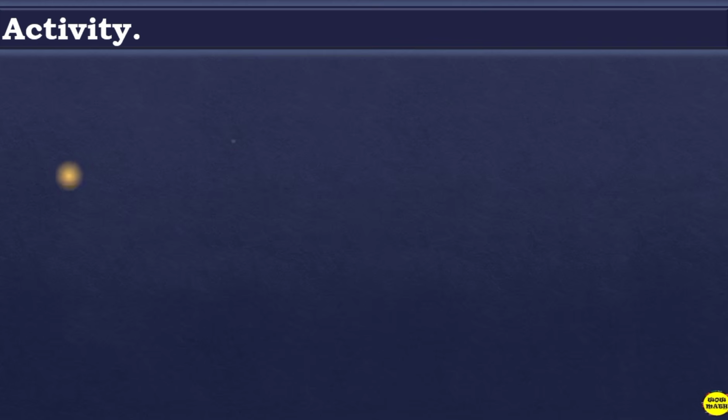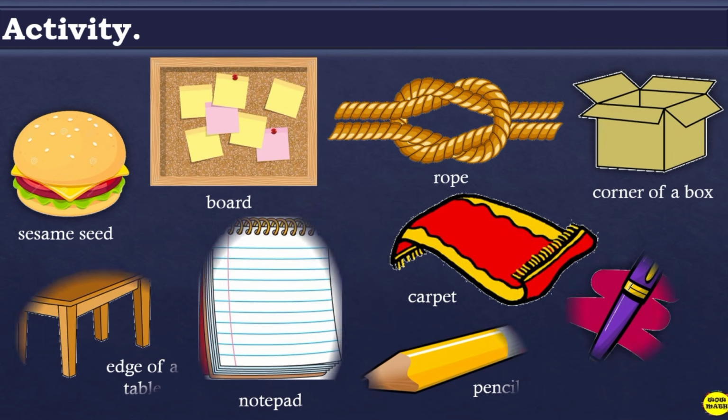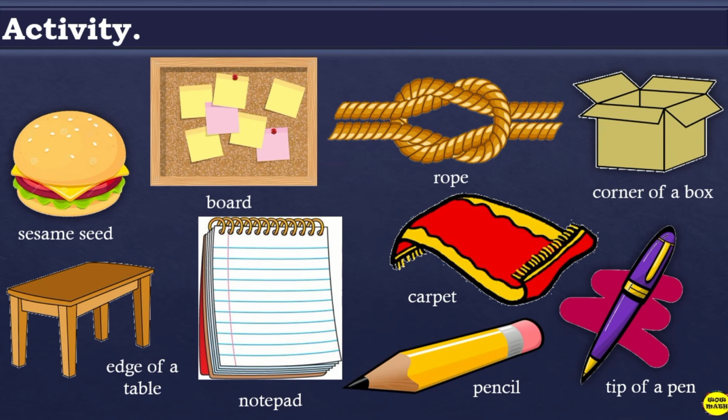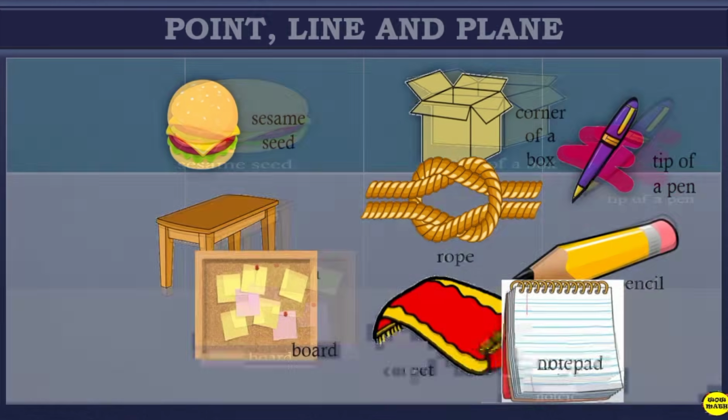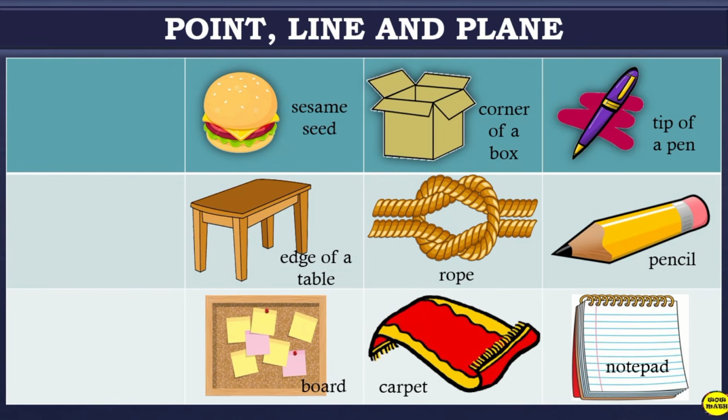I have here sets of objects, and I want you to group these objects according to their representation. Is it a point, a line, or a plane? I'm giving you 10 seconds. You can try to group them into three, whether it represents a point, a line, or a plane. So let us answer.